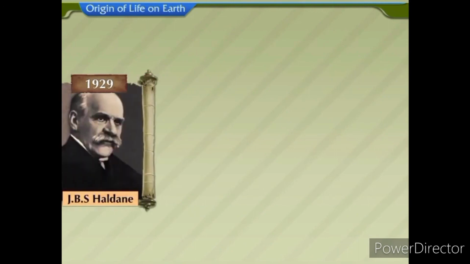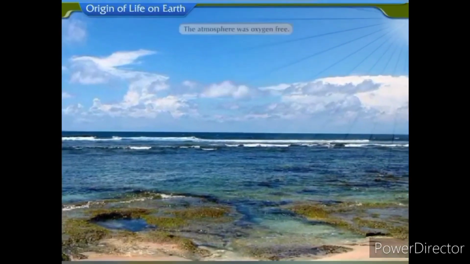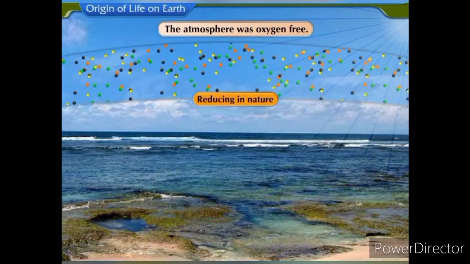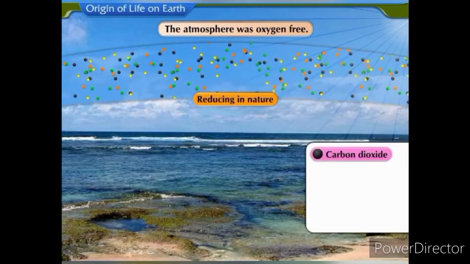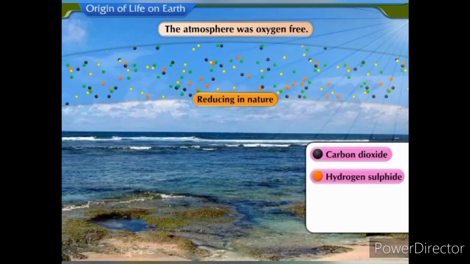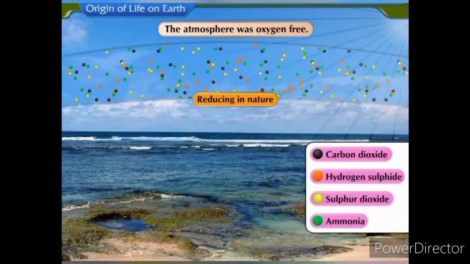In 1929, J.B.S. Haldane, a British scientist, proposed that the primitive sea served as a vast chemical laboratory powered by solar energy. The atmosphere was oxygen-free, that is, reducing in nature. It was rich in gases like carbon dioxide, hydrogen sulfide, sulfur dioxide, and ammonia.